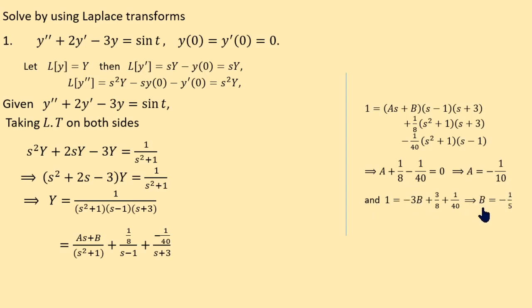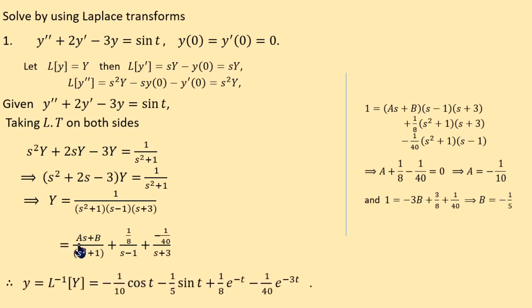After calculating a, b values, then find the inverse Laplace transform of this, that is the required y, the solution of this differential equation. Therefore, y is a into s by s square plus 1. Inverse of s by s square plus 1 is cos t. A is minus 1 by 10, so minus 1 by 10 cos t. Plus b into 1 by s square plus 1. Inverse Laplace transform of 1 by s square plus 1 is sin t. And b is minus 1 by 5, so minus 1 by 5 sin t.